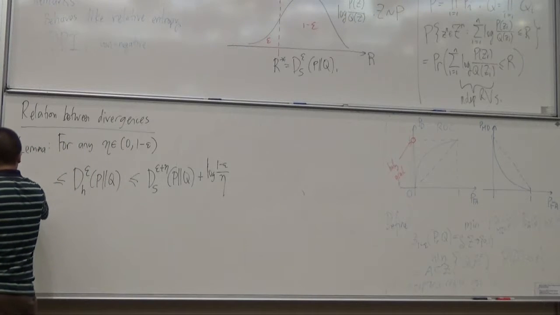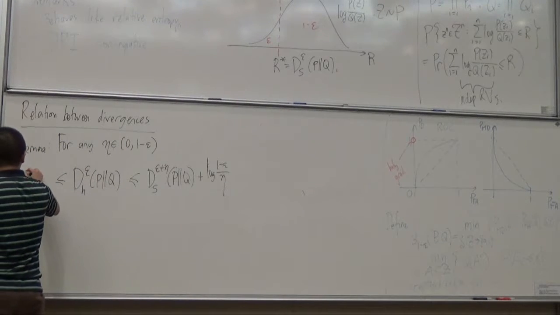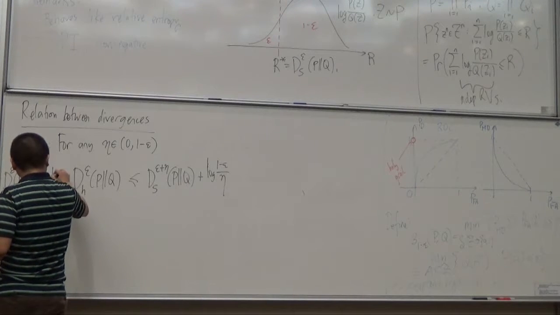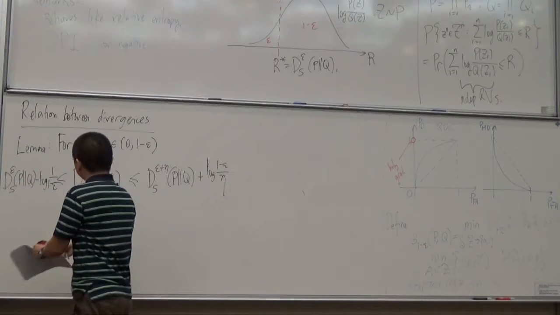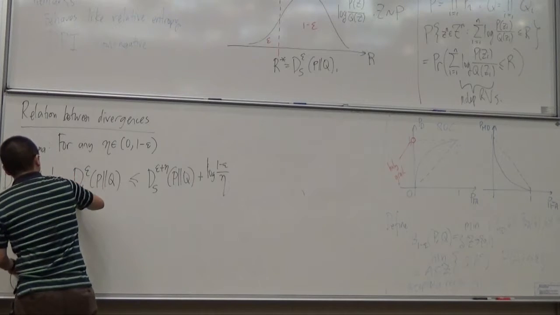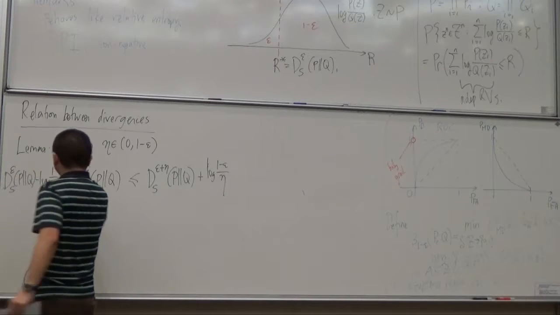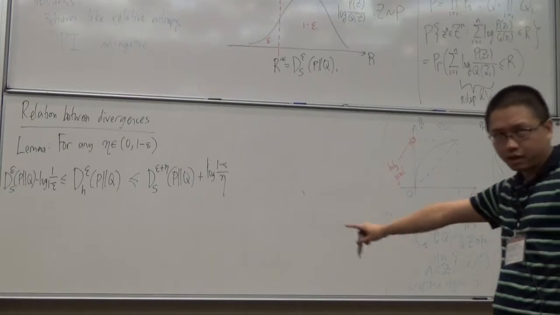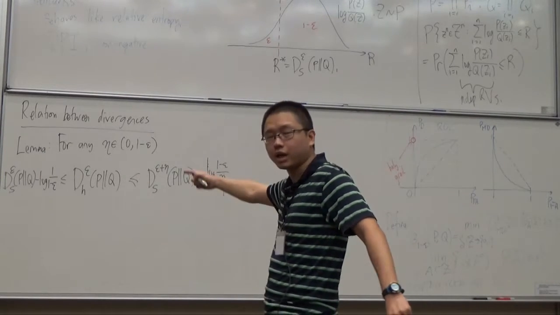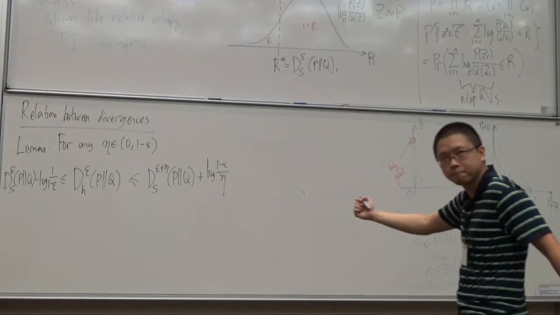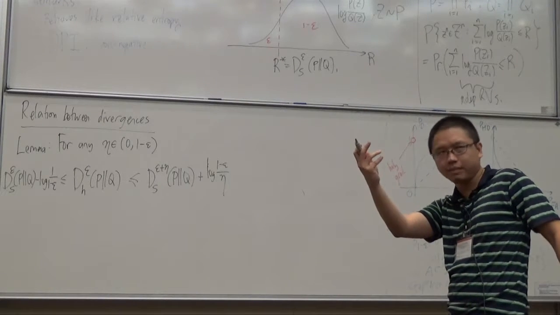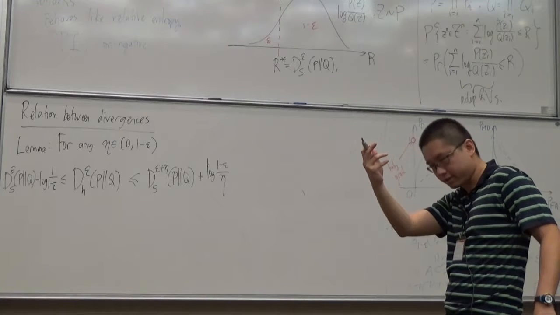And D_S^epsilon(P||Q) minus log 1 over 1 minus epsilon. Okay, so what is the point here before we try to prove anything? D_H^epsilon contains beta, which is our interest, because we want to measure the fundamental limits, or the non-asymptotic limits, of a binary hypothesis test.